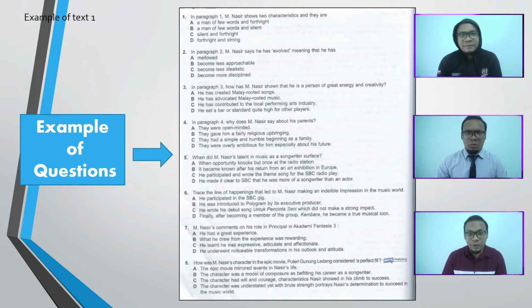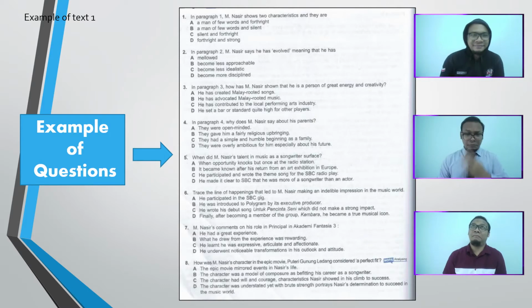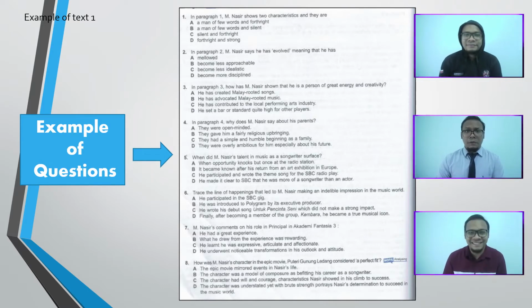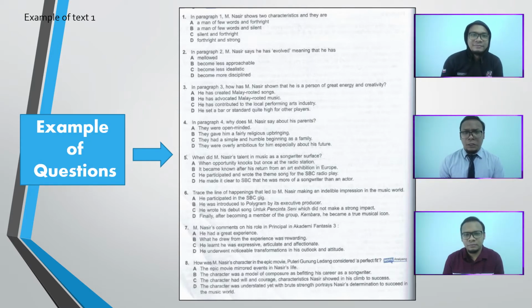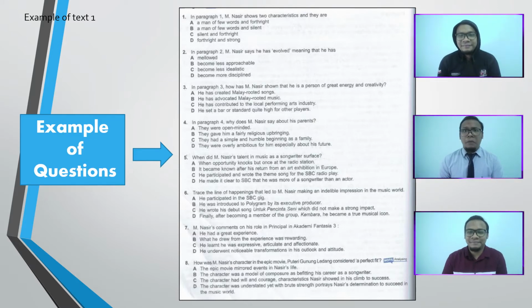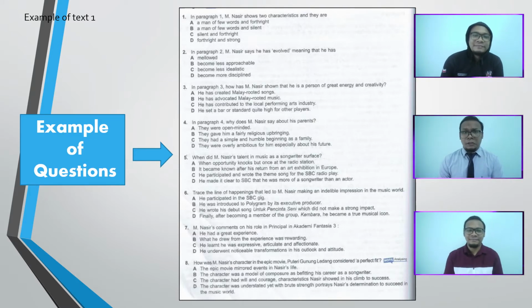Now, we have an example of questions from the factual text. Professor, care to present? Alright, learners, as you can see here, these are an example of questions from the previous factual text. If you look closely, you can see questions 1 until question 4 are based on the text. Question 5 until question 8 are based on your thinking skills, or as I like to call it, HOTS.